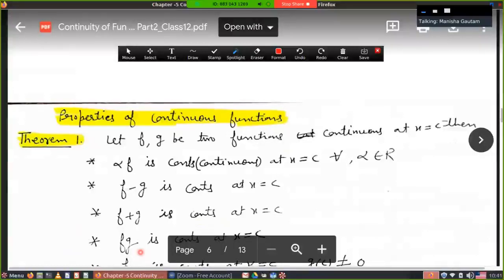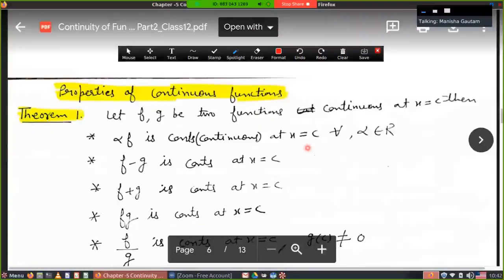Theorem first is what? Just read it. Let f and g be two functions continuous at x equal to c. Then if f and g are two continuous functions, the following will also be true. Alpha times the function is continuous at x equal to c for all alpha belonging to the real numbers. Alpha is any scalar quantity.